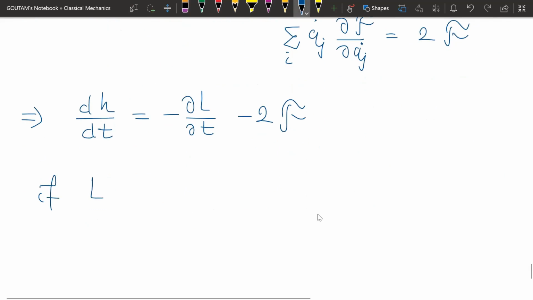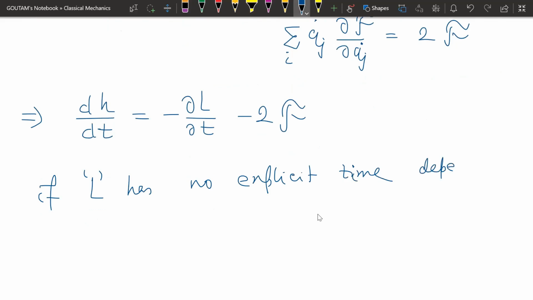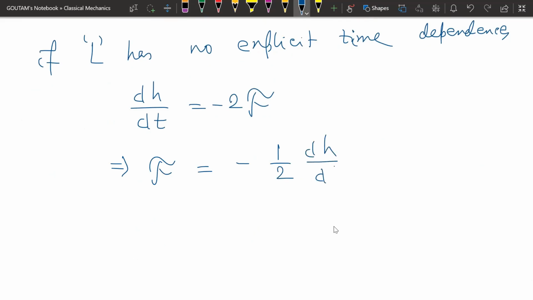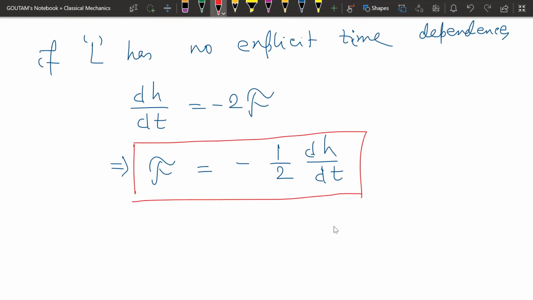Now if the Lagrangian L has no explicit time dependence, then we have dH/dt equals minus twice the dissipation function, or we can write it like dissipation function equals minus half dH/dt. So it's a very important relation.